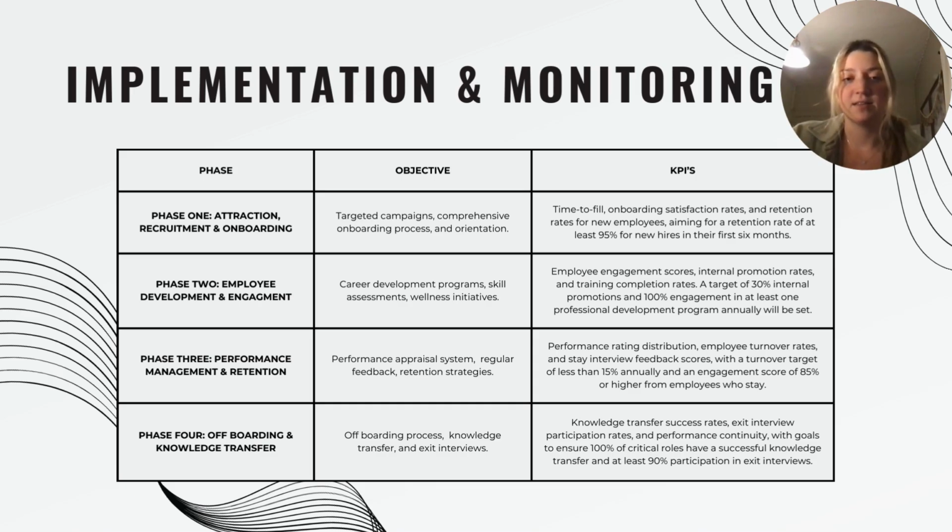if they're retaining those positions. Phase two will focus on the employee development and engagement. So that'll be focusing on fostering continuous growth and engagement among the staff and supporting their well being. That will include career development programs, skill assessment, and the wellness initiative. And that will be measured through employee engagement scores, internal promotion rates, training completion rates, and the goal is a target of 30% of internal promotions and 100% engagement in at least one professional development program annually.